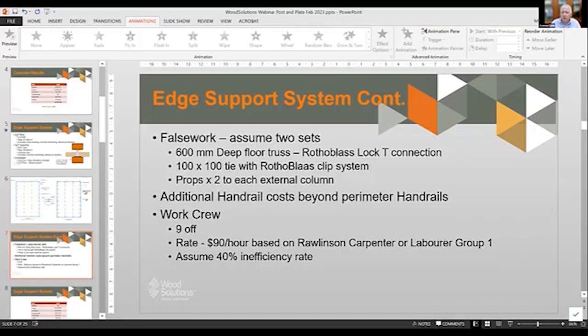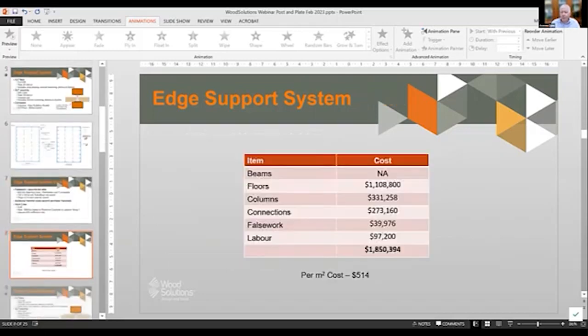So that's been used on our timber costing system right throughout. In this one, we can see from that we have no beams. That's the beauty about this post and plate system. So it's the floor, columns, connectors, the false work, and the labour, and that ended up being a bit cheaper than the concrete at $514 per square metre.